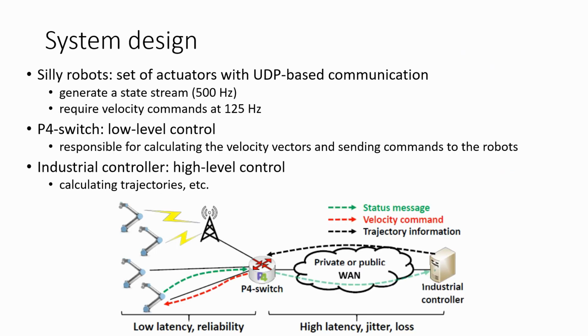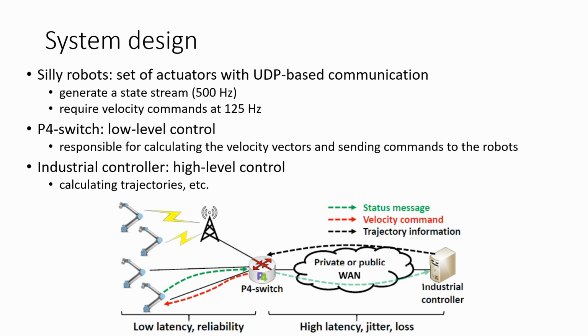This slide illustrates the system design of our in-network real-time robot control scenario. We assume that we have silly robots, which means that they are a set of actuators with UDP-based communication. We have a P4 switch in the middle, which is responsible for calculating the velocity vectors, and it sends commands to the robots periodically.